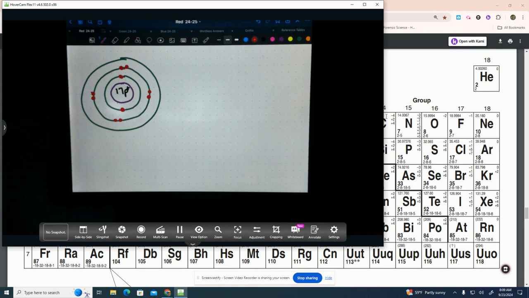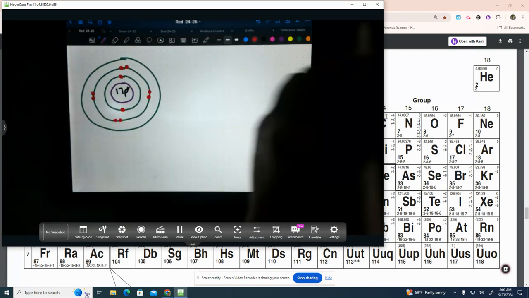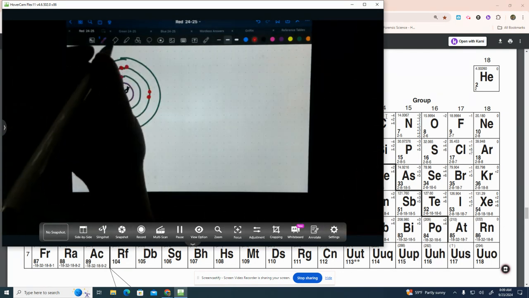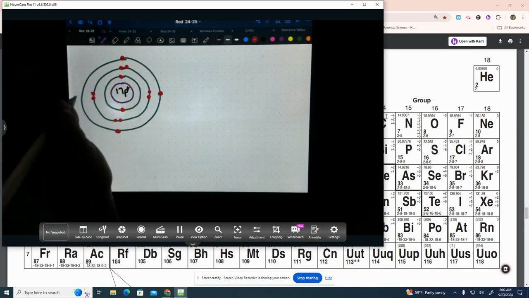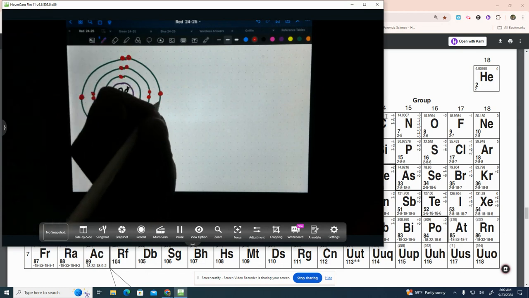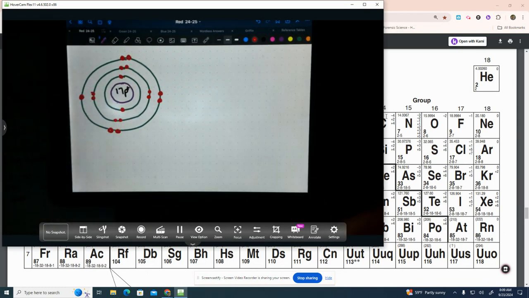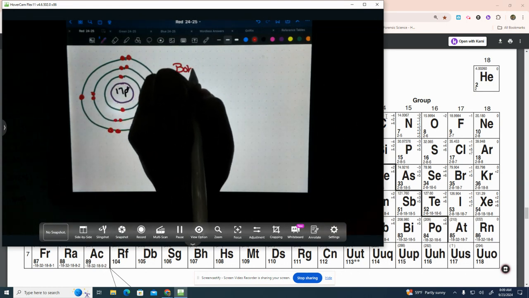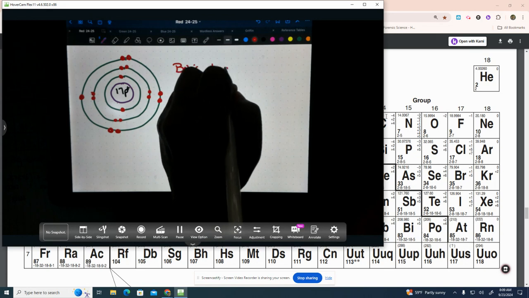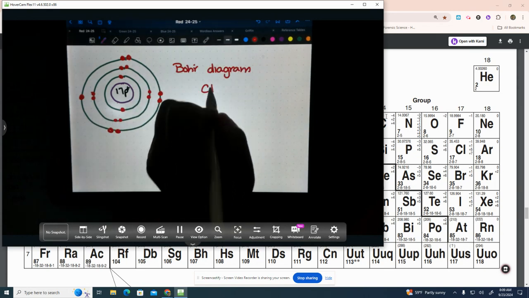Nope. It doesn't matter. Okay. And then how many are going to go in this last ring? 7. So we're going to do 12, 3, 6, 9, 12, 3, 6. Okay. So this is what we call the Bohr diagram. And it happens to be for chlorine.